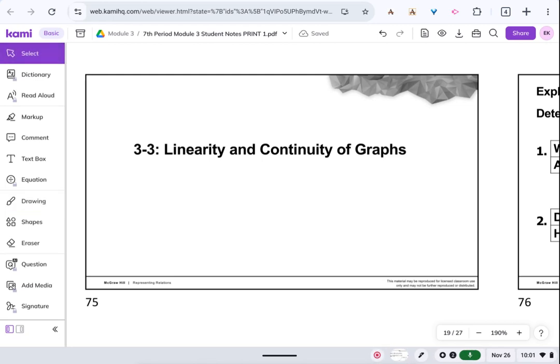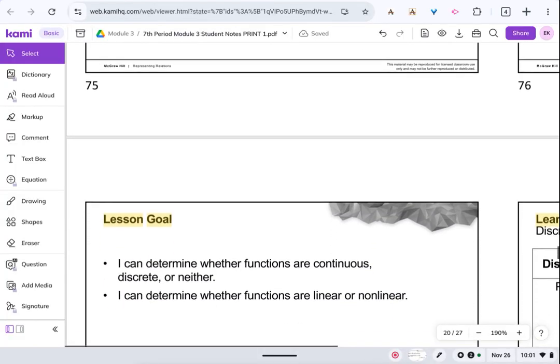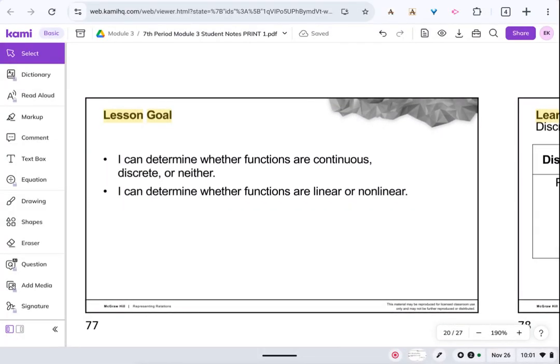Alrighty, so we're going to move on to section 3.3 today. I'm actually going to do all of this in one video. We're going to skip over some of the parts and only do a few. This starts on slide 75. We're going to skip the Explore on slide 76. You can go ahead and flip over to the next page.